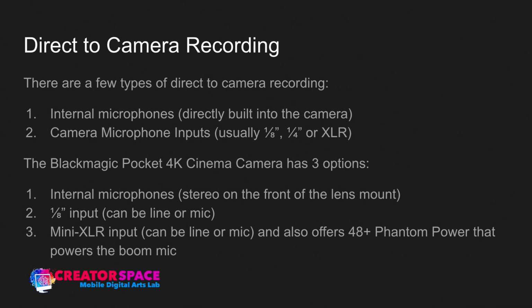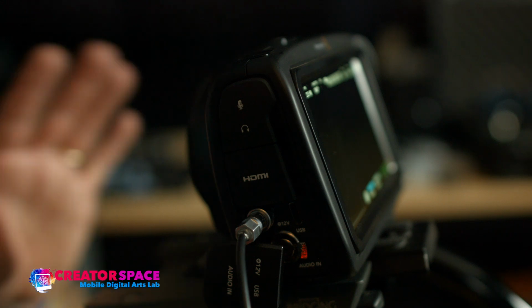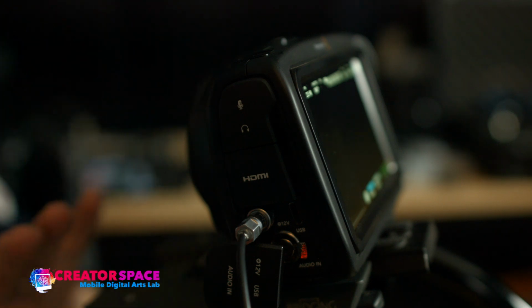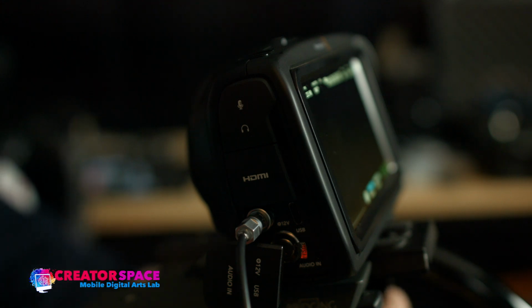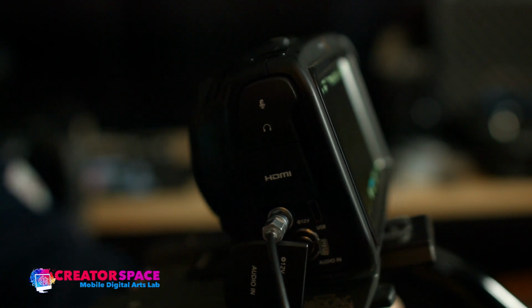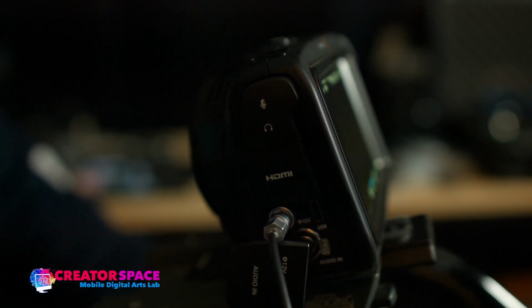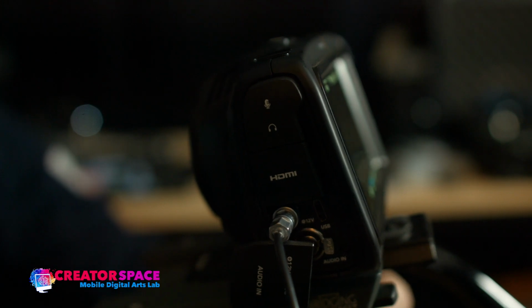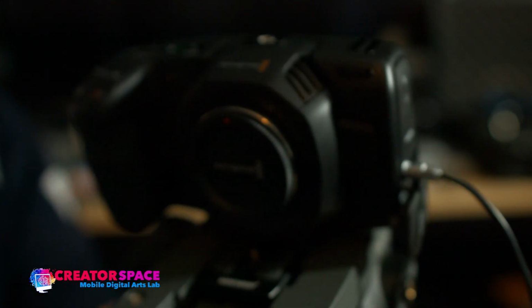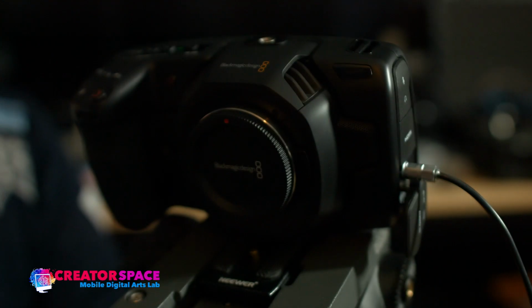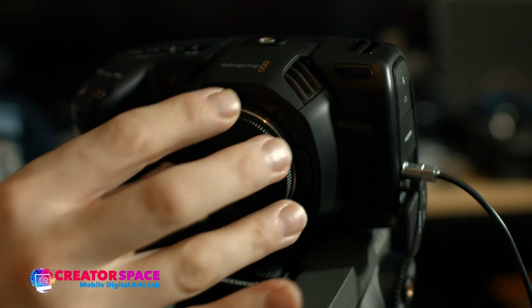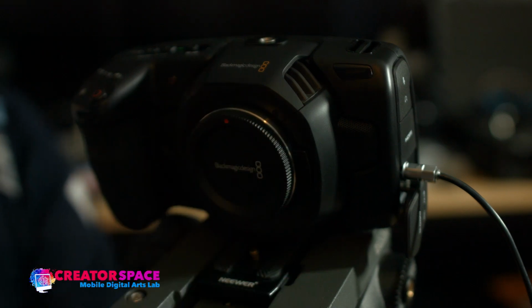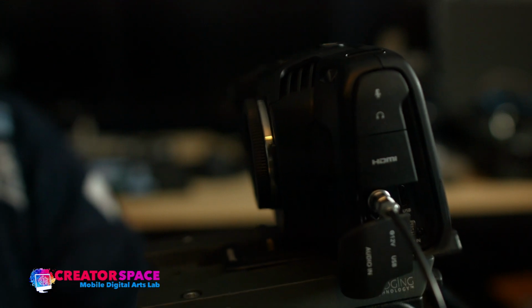Now the Blackmagic Pocket 4K cinema camera has 3 options, and I have it set up right here. So here's the Pocket 4K camera that's available through our library partners. And so what we have here is essentially in the front of the camera, let me just spin this around here. Here we go. So in the front of the camera, there's internal microphones, a left and right to the side of the lens mount, right?